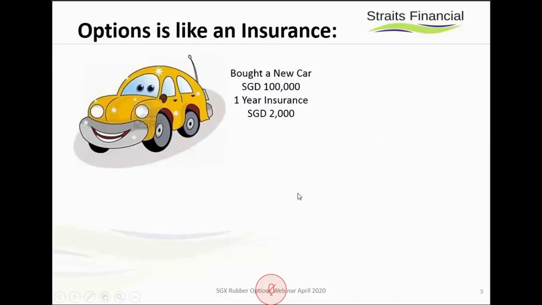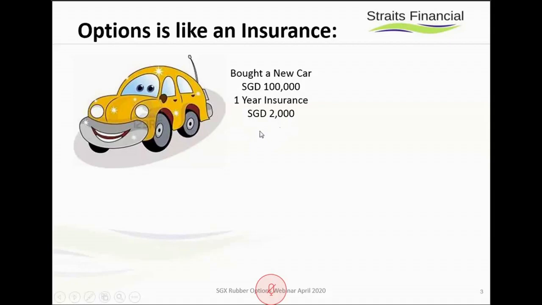Options are like an insurance. All right, so if you have bought a new car, let's say the car is $100,000. When you buy a car, you need to pay for insurance from the insurance company. Assuming that you pay $2,000 Singapore dollars to insure your car for 1 year, the 1 year is the tenure period. The $2,000 that you pay to the insurance company is known as the premium.